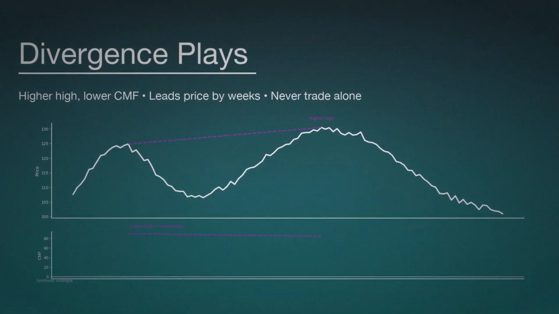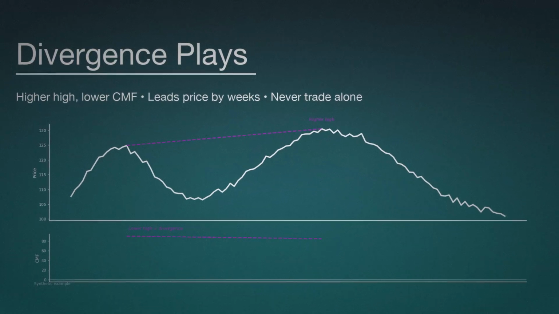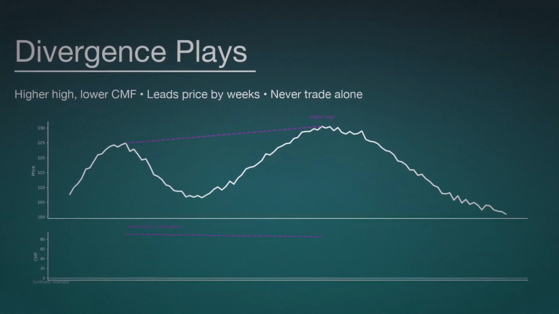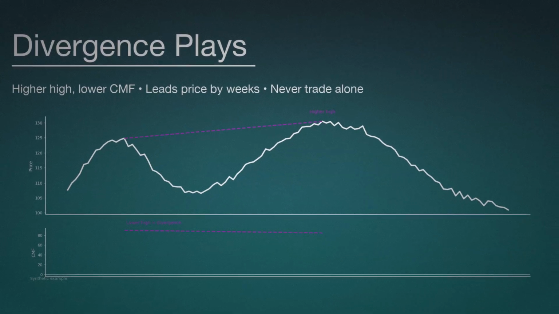Price prints a higher high, but CMF prints a lower high. Buyers showed up at the first peak. At the second, the rally is being sold into. That's bearish divergence, and it tends to lead price by 5 to 15 bars.